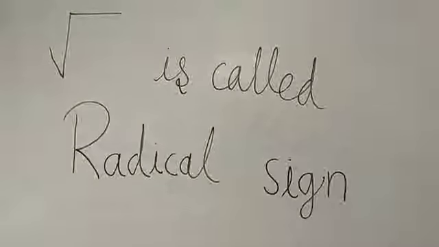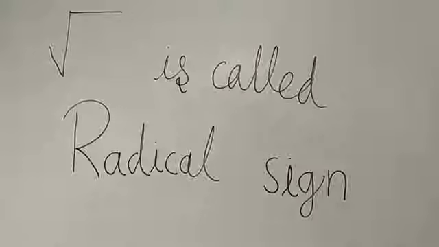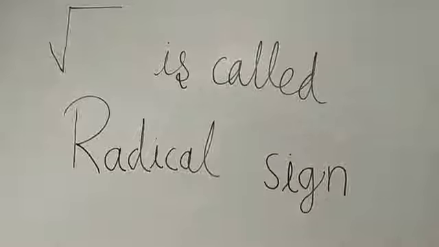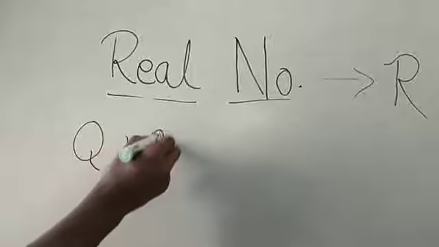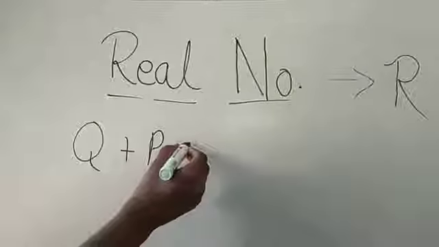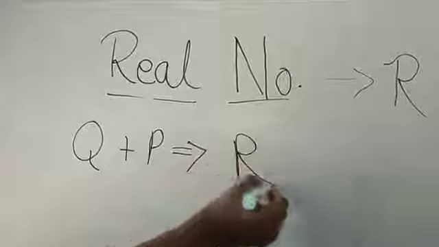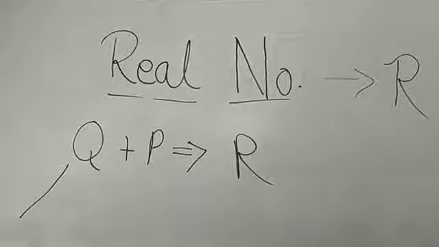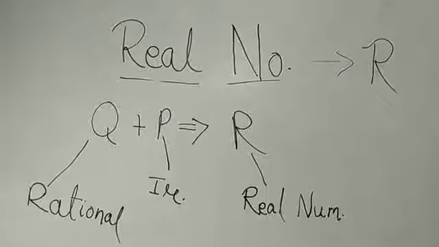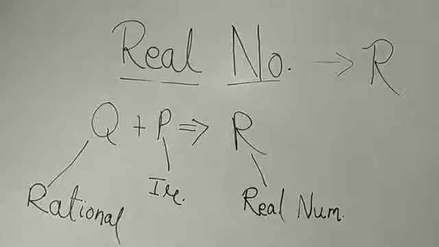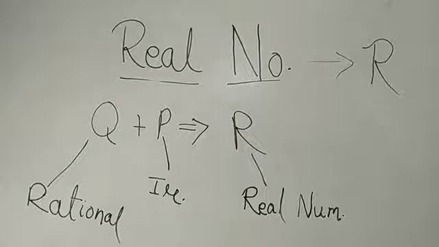So let's move further. This sign is called the radical sign. The root sign is called the radical sign. Note it because it is an important thing to know. Now moving on, we get real numbers. Q means rational numbers and P means irrational numbers. If we add rational and irrational numbers, meaning Q and P, then it will be real numbers and is denoted by the capital letter R.